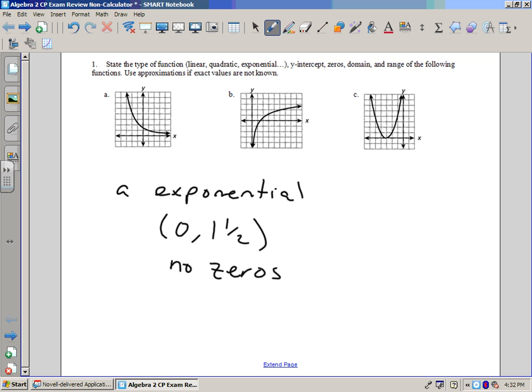The domain of any exponential function is all real numbers. And the range is all the positive values. y is greater than 0, sometimes written as 0 to infinity if you're using interval notation.